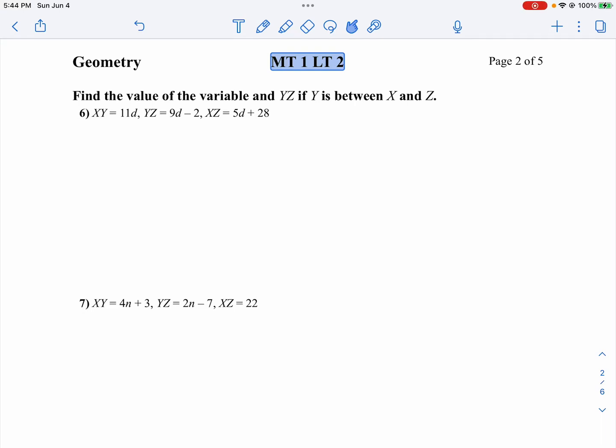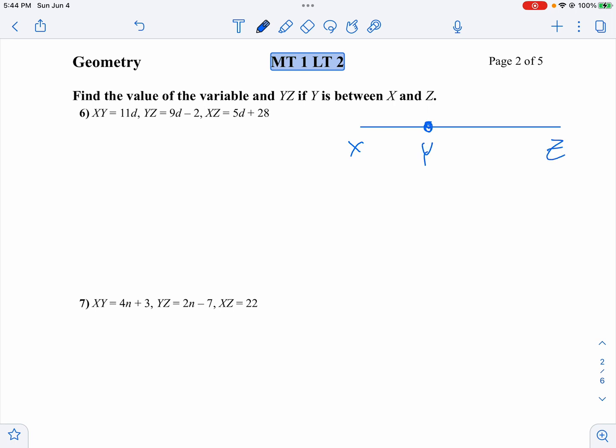I think the key on number 6 and number 7 is draw a picture. We know that y is between x and z. I don't know where y is, but I know it's between x and z.